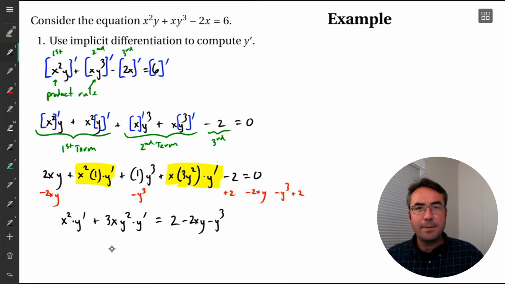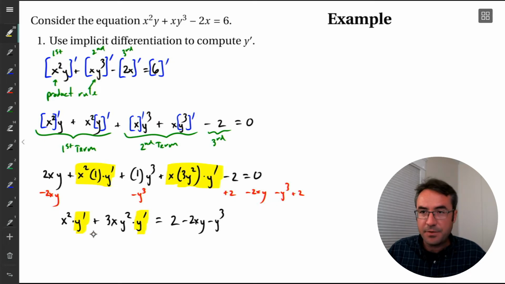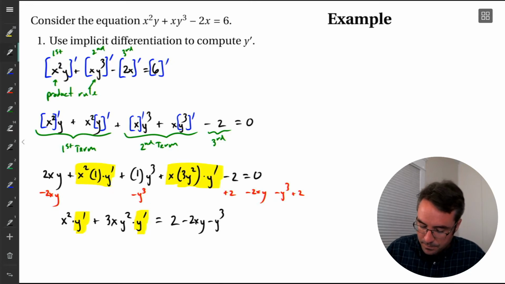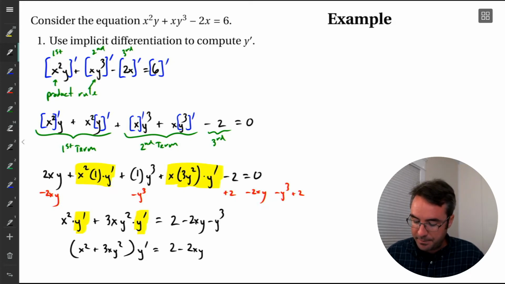We still want to get y prime by itself. So what we can do next is we can factor out a y prime. Everything on the left now is guaranteed to have a y prime, so we can actually factor that out. So what do we have left over? If we factor out a y prime, what are we going to have left over? Well, we're going to have an x squared left over and a 3xy squared left over. So we're factoring out a y prime here. Nothing's happening on the right.